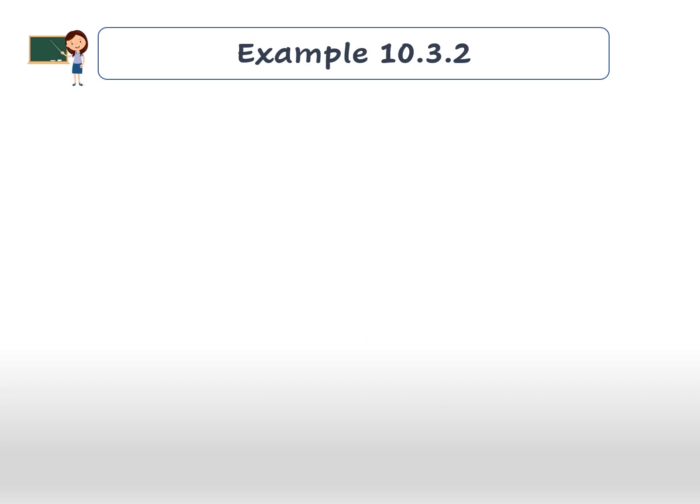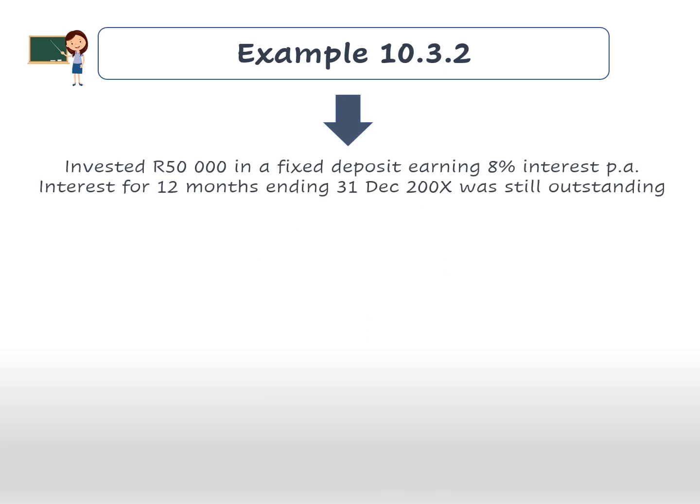Looking at an example for accrued income, the entity invested 50,000 Rand in a fixed deposit earning 8% interest per annum. The interest for the 12 months ending 31 December 2000X was still outstanding. So this entity had an investment at a bank that earned interest, but the bank has not yet paid that interest to the entity. The bank owes the interest to the entity, and anybody who owes something to the entity is a debtor. So the bank is a debtor for the entity.